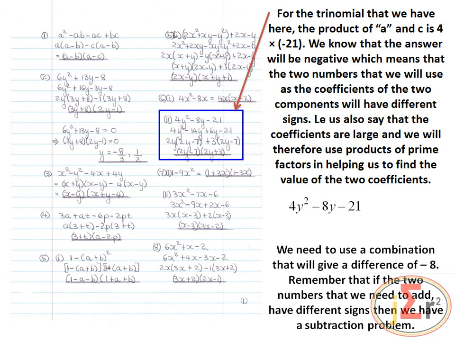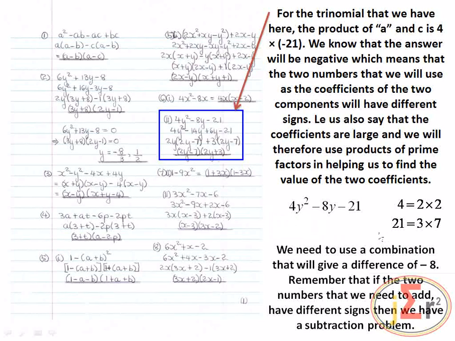Remember that if the two numbers that we need to add have different signs, then we have a subtraction problem. So we will have a subtraction problem because when we multiply, the product is negative, the two numbers will have different signs. Now we have the product of each prime factor.